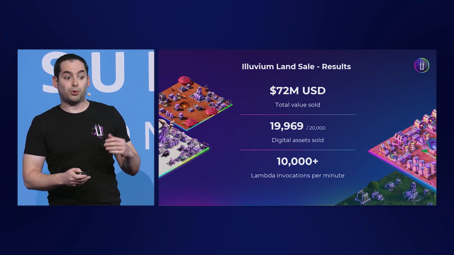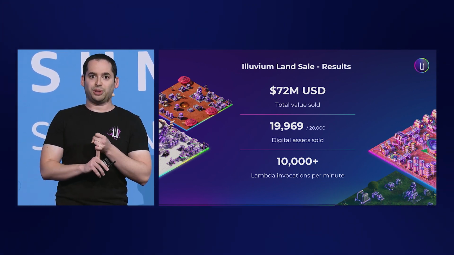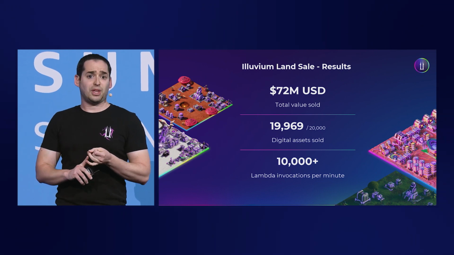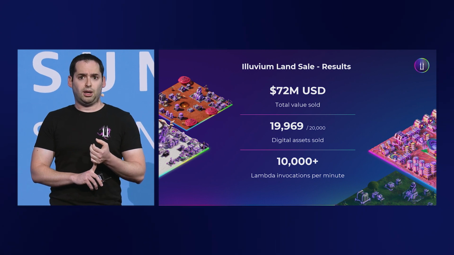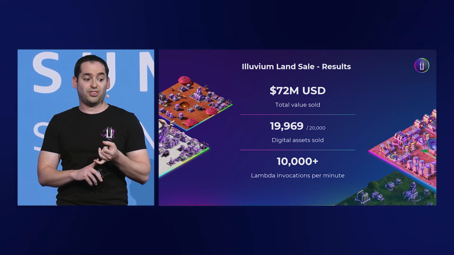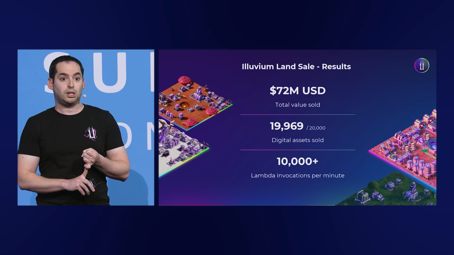Now, this worked. This worked really well. We made our $70 million US. We sold almost every single asset. Only 31 remained out of 20,000, which is great. And at the peak, we were able to have 10,000 Lambda invocations per minute.